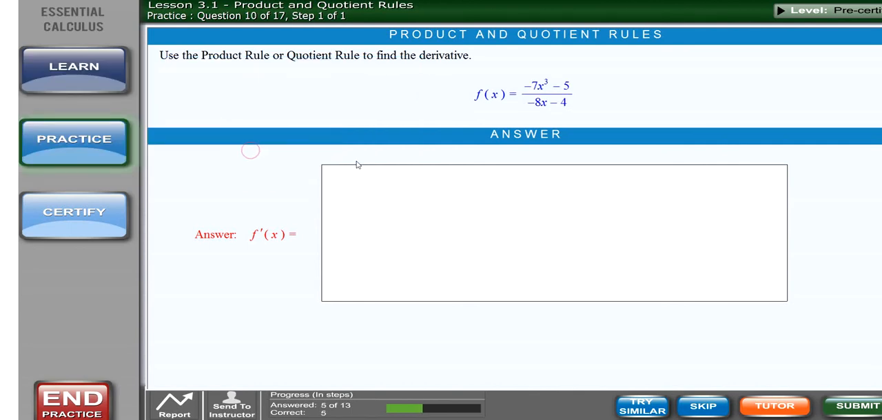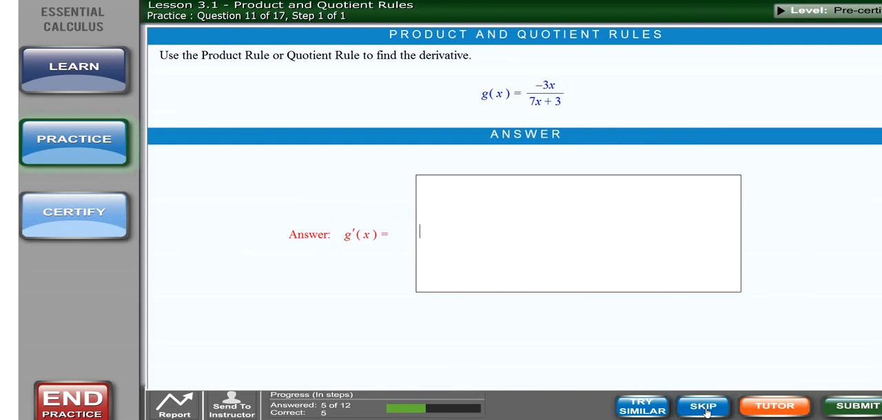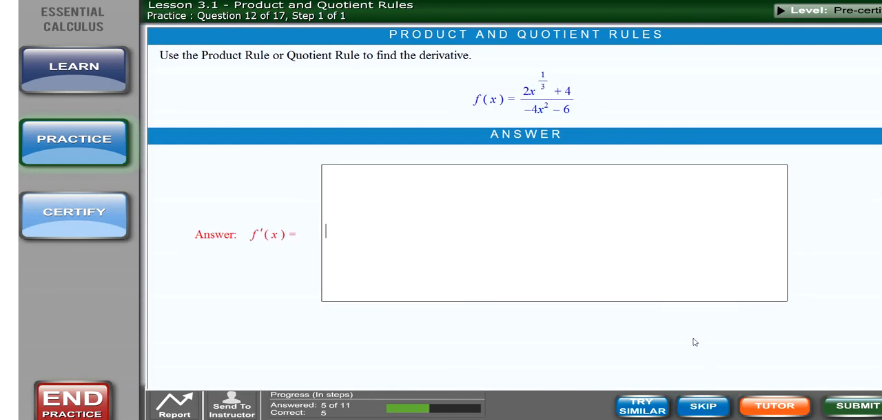All right, let's do one more of these. That's pretty basic. Okay, something with a fractional exponent. That really doesn't change anything. We can still do the same mnemonic. In fact, I'm not even going to write it down this time. We need a fraction. So low is going to be the bottom, negative 4x squared minus 6. High is going to be the top, 2x to the 1/3 plus 4.